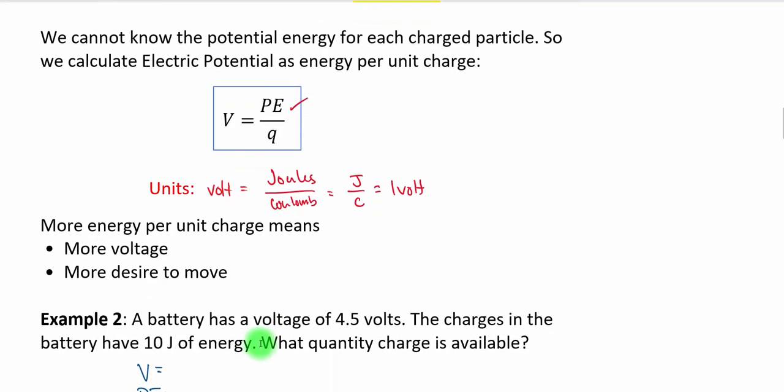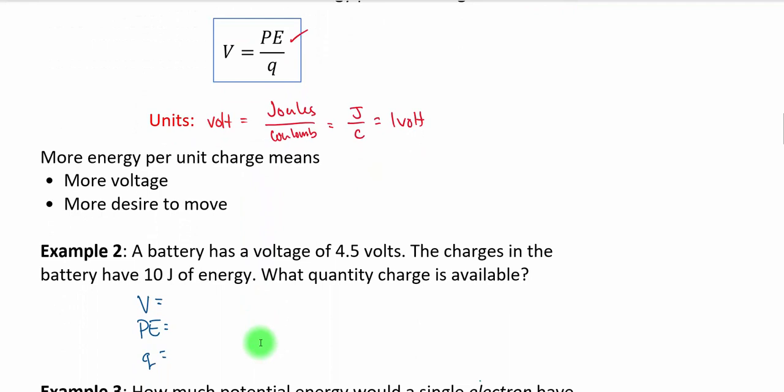So let's go ahead and do a couple of example problems using this new idea, this new equation. Example 2 says a battery has a voltage of 4.5 volts. The charges in the battery have 10 joules of energy. What quantity of charge is available? So essentially we've got something like a battery, with a bunch of positive charges on one side, negative charges on the other, and we want to figure out just how much charge there is available to go into motion in this circuit.